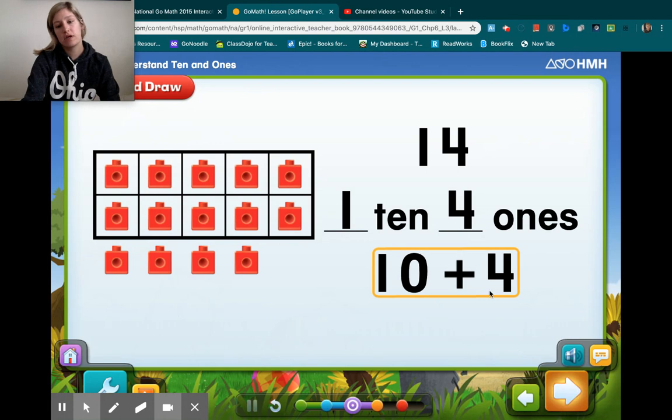So this should look familiar to you guys because on the last slide, Mrs. Maris was counting the pennies with you. I did 10 and 3 more equals 13. This is the same thing. 10 plus 4 more equals 14. There's one group of 10 and 4 ones, or you could just write it as 14. It all means the same thing.